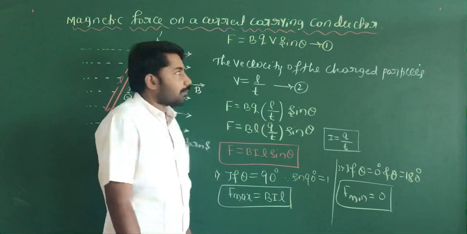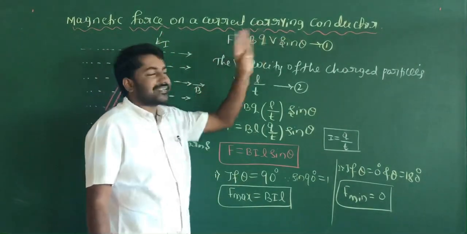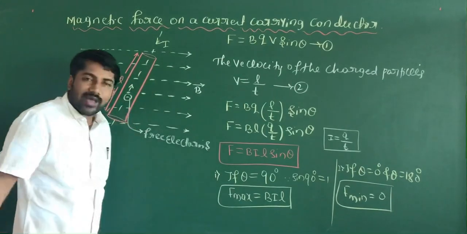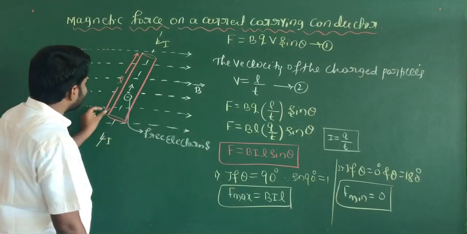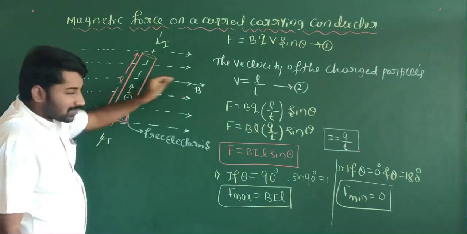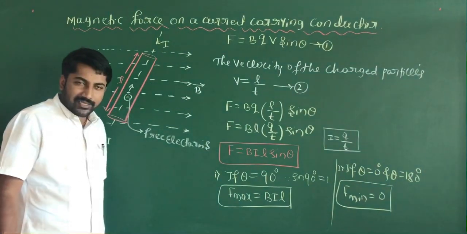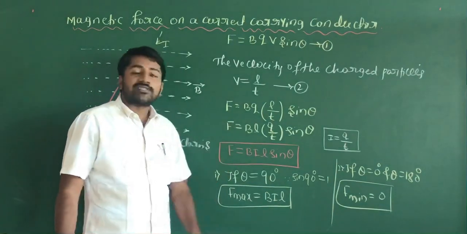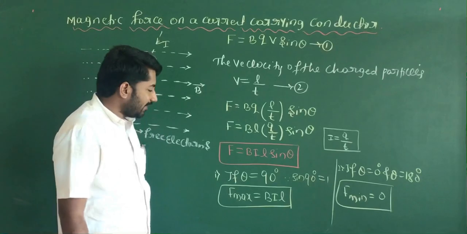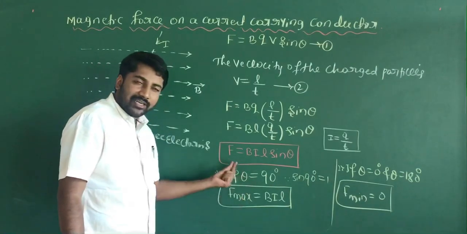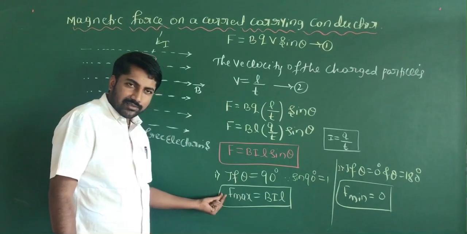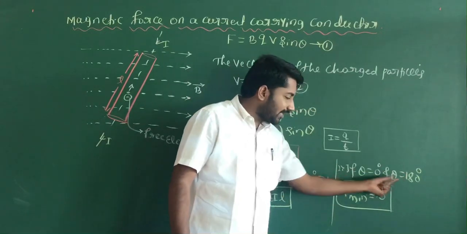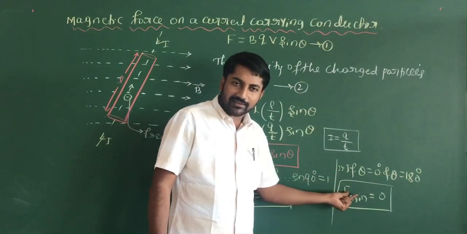This is about magnetic force on a current carrying conductor when placed in the region of uniform or external magnetic field. We get this equation F is equal to BIL sin theta. If theta equal to 90 degree, the magnetic force experienced on a current carrying conductor is maximum. If theta equal to 0 degree or 180 degree, the force acting on that current carrying conductor is minimum.